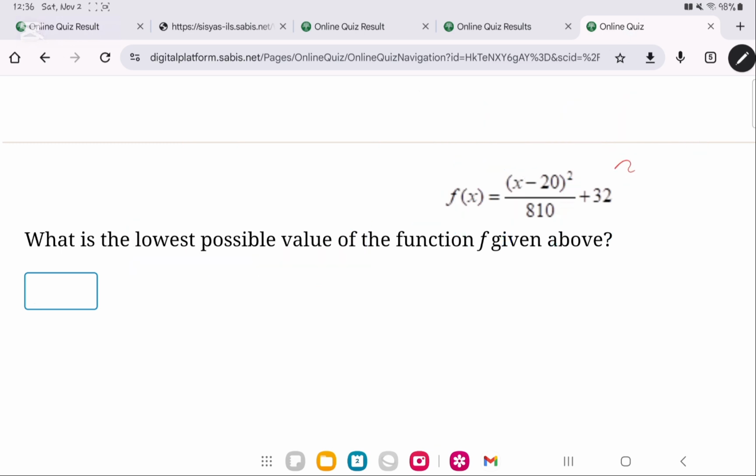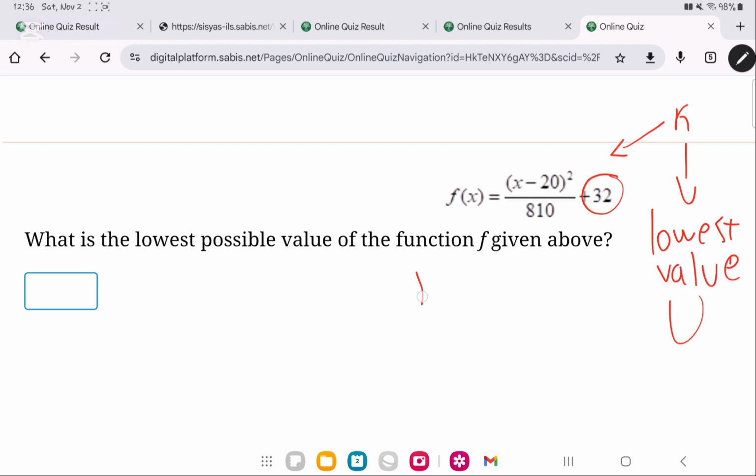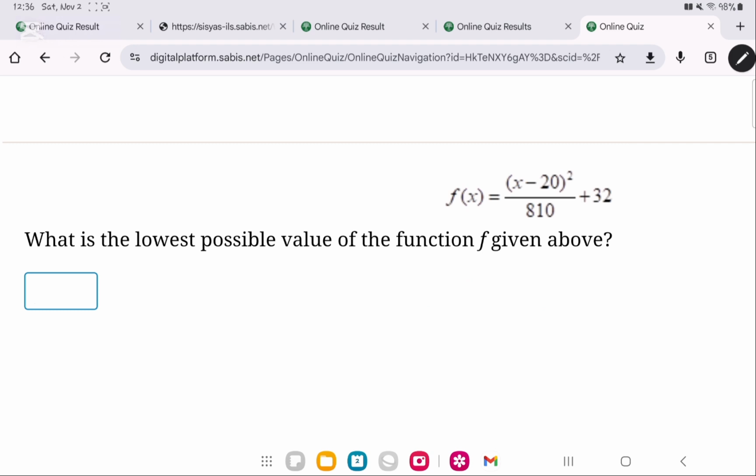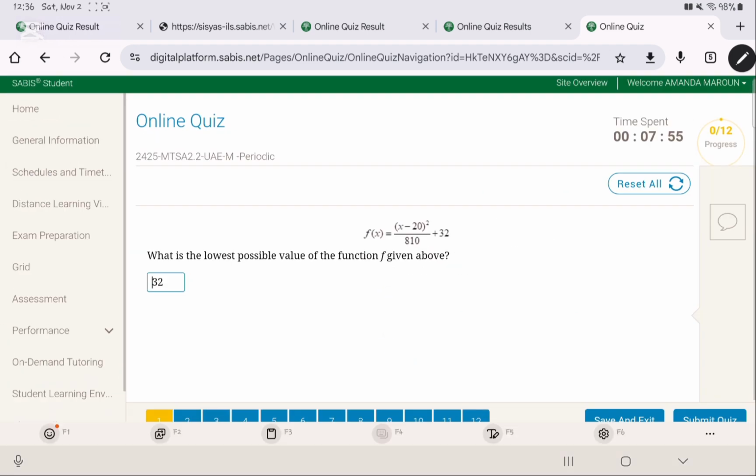So the rule we can derive from this is that always our k is the lowest value if our parabola is facing upwards, and the highest value if our parabola is facing downwards. So here our answer is 32.